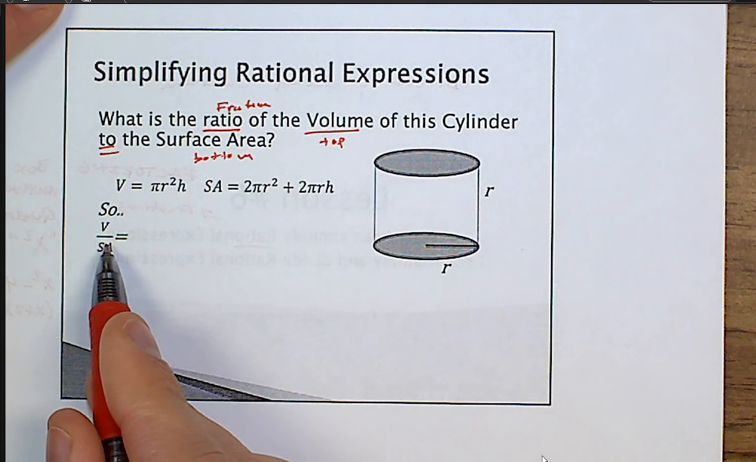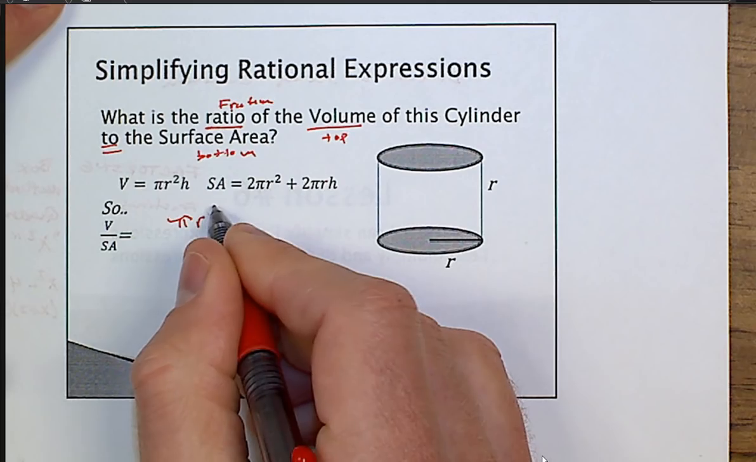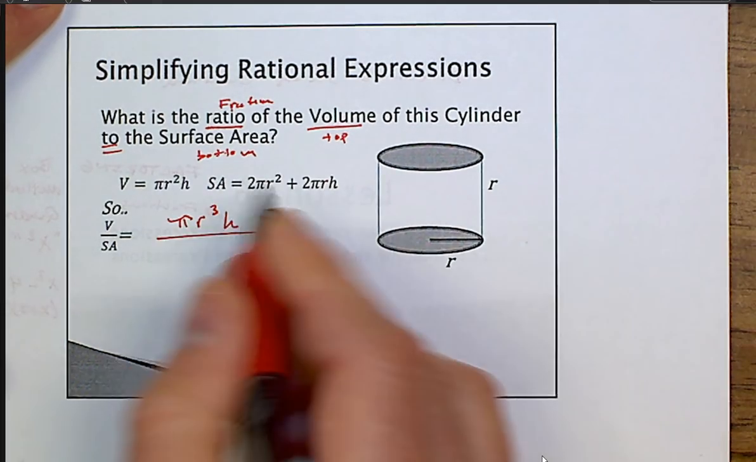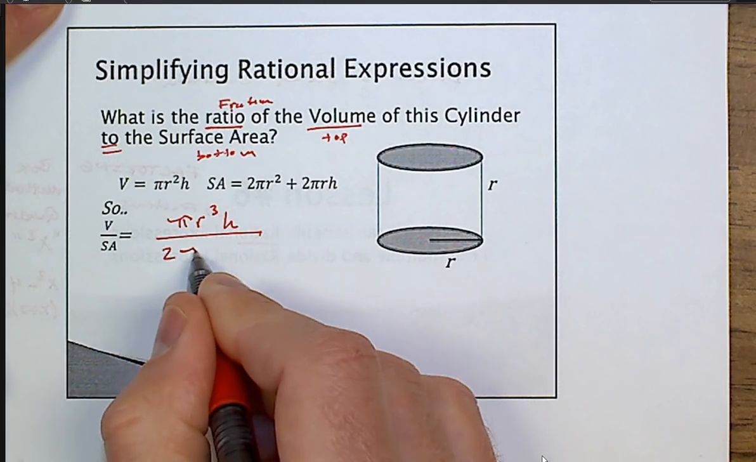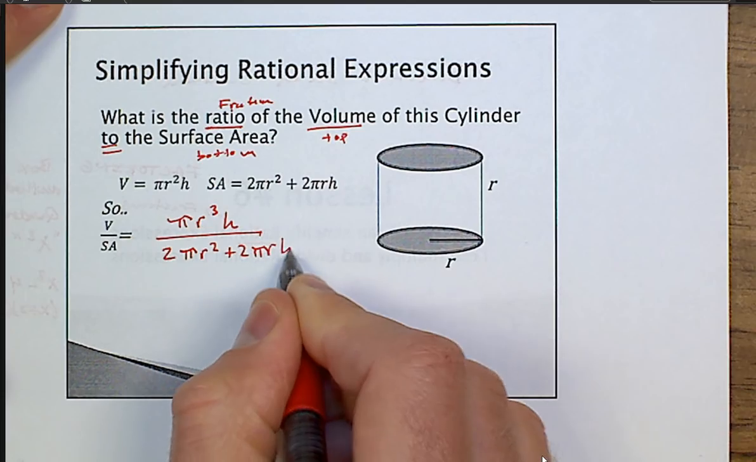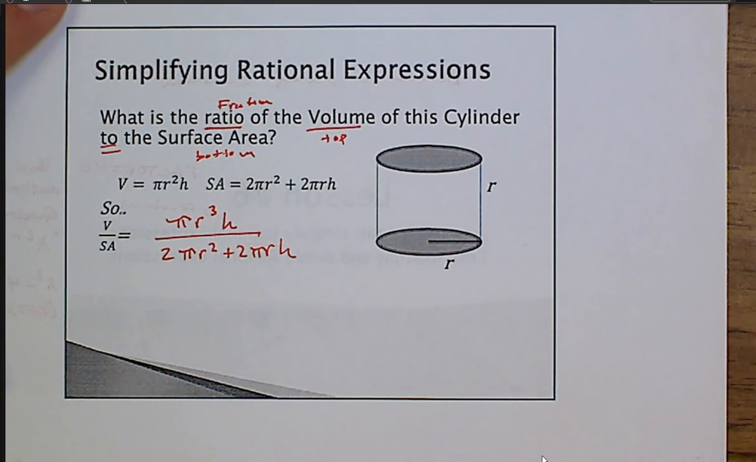So volume is going to be pi r, I believe volume is pi r squared h, over 2 pi r squared plus 2 pi r h. Okay? And so what we need to do now is simplify that. Well, what should we look to do?